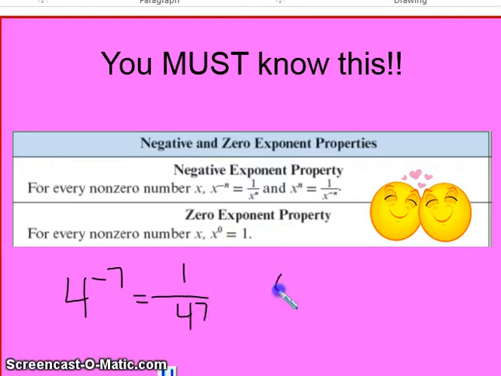Also, if I have maybe 4 to the 3rd power, then I can say that is the same as 1 over 4 to the negative 3rd power. So moving that expression to the denominator instead of the numerator changes the sign on the exponent. Now, if I have a negative exponent in my denominator and I want to make it positive, I move it into the numerator. The other property that we have is the zero exponent property, and that says that for every non-zero number x, x to the 0th power equals 1. Doesn't matter what x is, if anything is being taken to the 0th power, then it's 1.